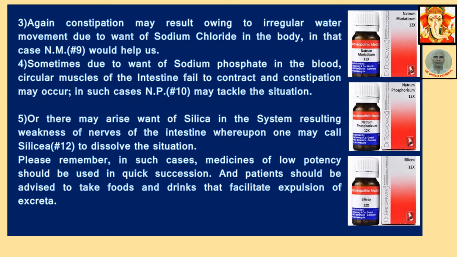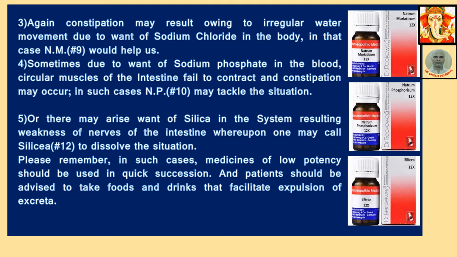Number 3, again, constipation may result owing to irregular water movement due to want of sodium chloride in the body. In this case, natrum mur, salt number 9, would help us. Number 4, sometimes due to want of sodium phosphate in the blood, circular muscles of the intestine fail to contract and constipation may occur. In such case, natrum phos, salt number 10, may tackle the situation. Number 5, or there may arise want of silica in the system, resulting in weakness of the nerve of the intestine, whereupon one may call silicea, salt number 12, to resolve the situation.